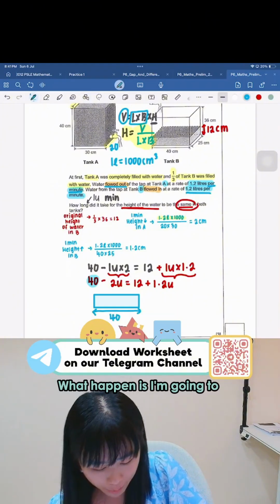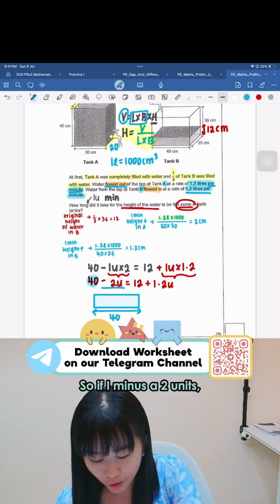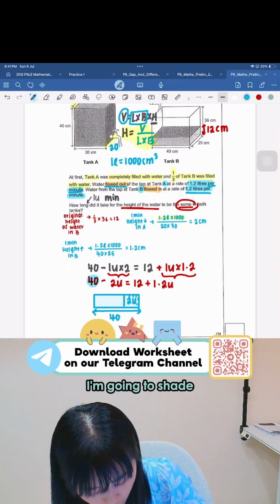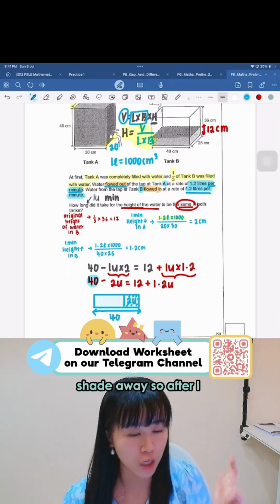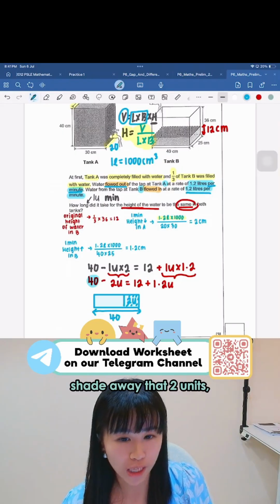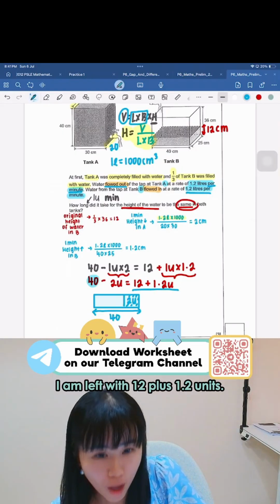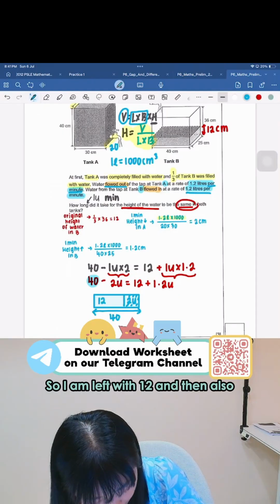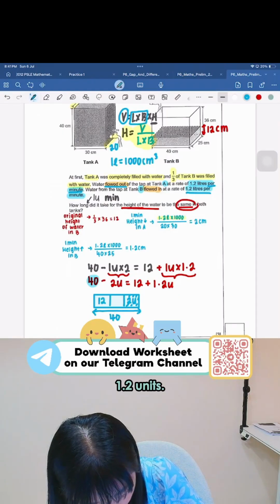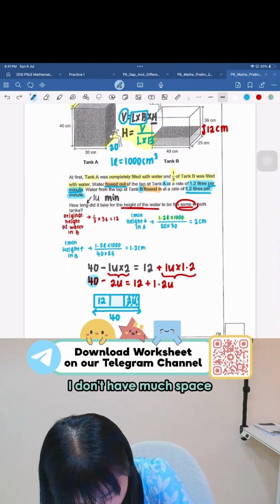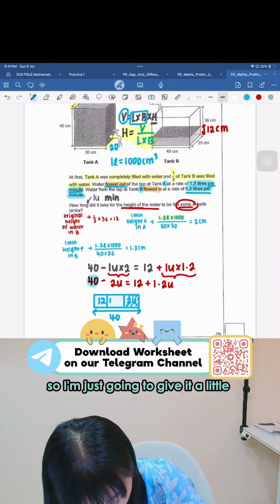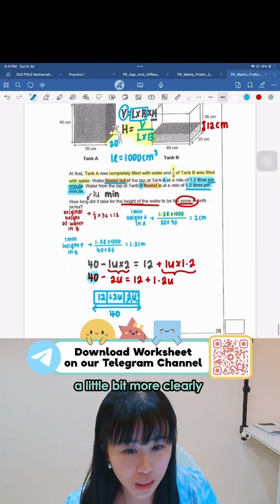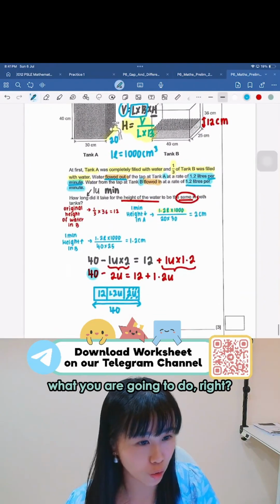What happened is I'm going to minus a 2 unit. So if I minus a 2 unit, I will cut a 2 unit here, and the 2 unit I minus away, I'm going to shade with diagonal lines. After I shade away that 2 unit, I am left with 12 plus 1.2 unit. So I have 12 left, and also 1.2 unit. I don't have much space, so I'm going to give it a little bit more space like this, so you can see a little more clearly what you're going to do.